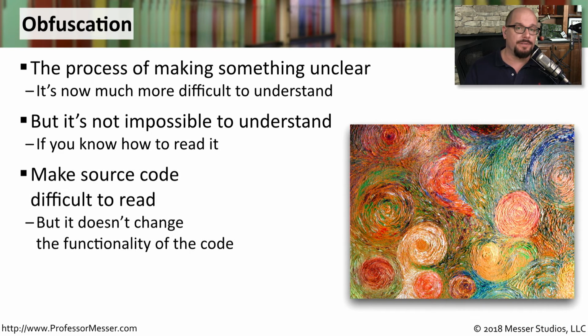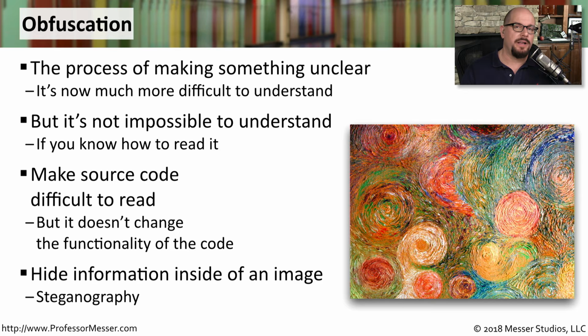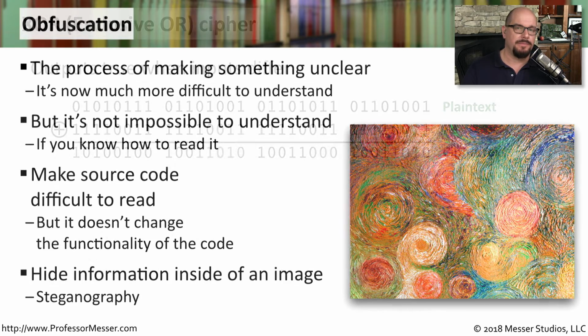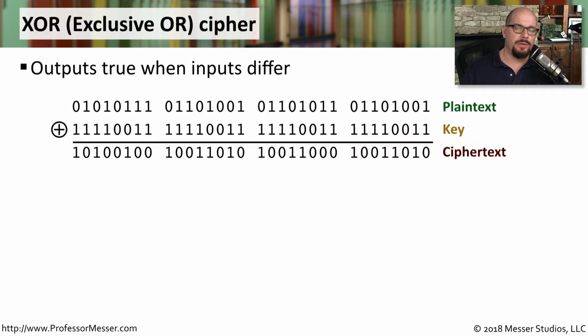For example, a lot of developers will take source code that's very easy to read, and they'll send it through an obfuscation engine that now makes it very difficult to understand what the application is doing. This doesn't change how the application works, it changes how the source code looks to the human eye. One very common form of obfuscation is to take information and hide it inside of a picture. We call this steganography.